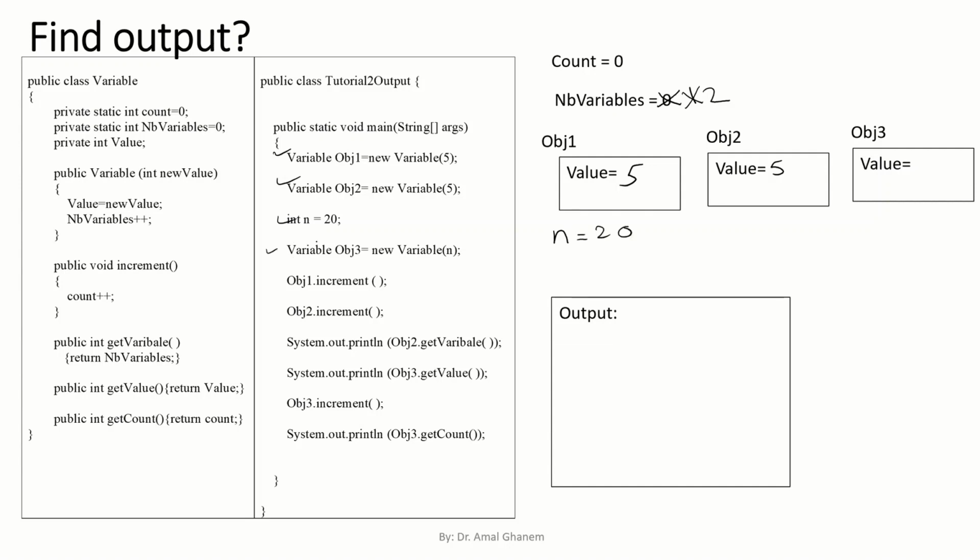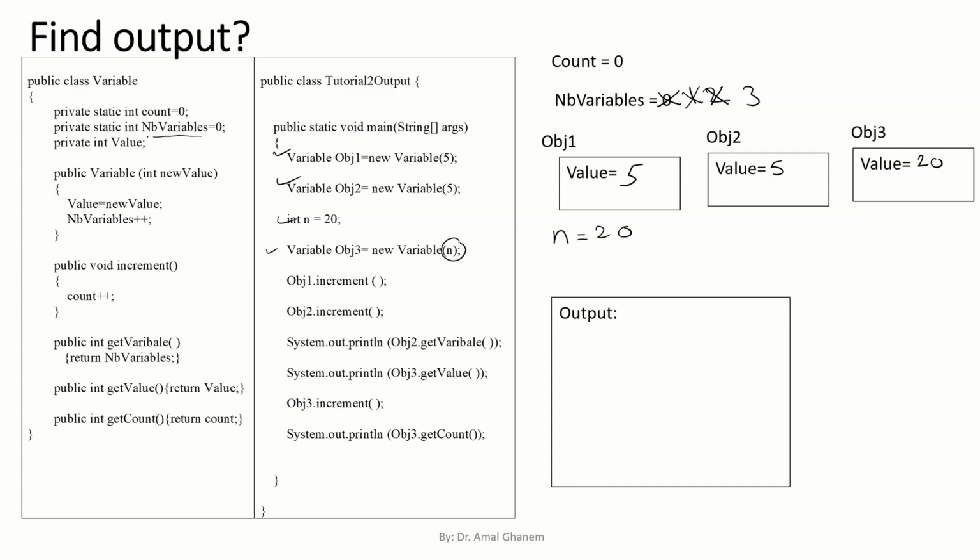Now go and create a new object 3 and a new variable n this time. So we will call the constructor, and the value we send is 20. So 20 should be saved in the value, and again increment number of variables. Here we should have 20, and number of variables should be 3.